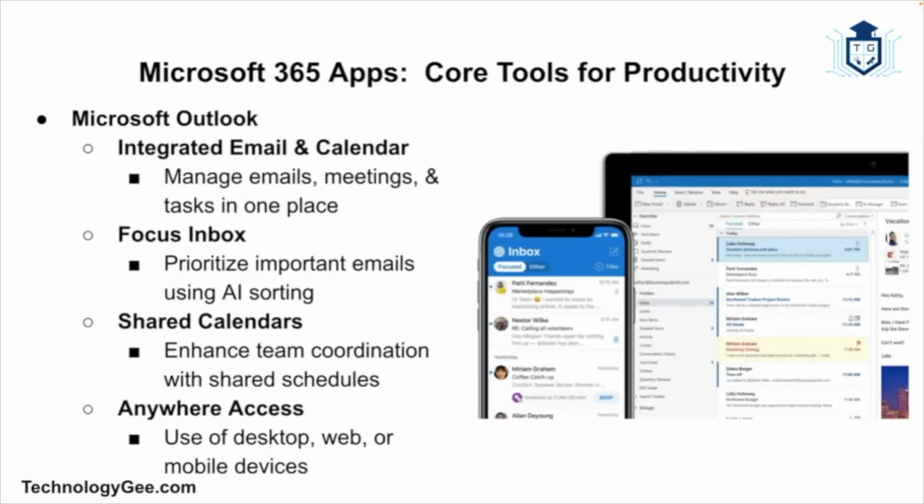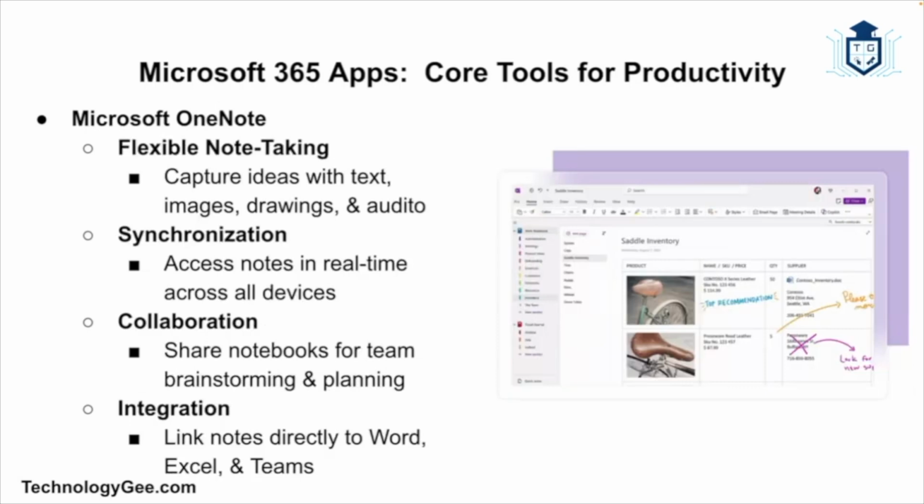Next, we have Microsoft Outlook. And Outlook, this is a robust email and calendar tool that keeps communication streamlined and organized. And it offers integrated email and calendars, so you can schedule meetings, set reminders, and manage tasks. It has a focus inbox where you can prioritize important emails with AI-powered sorting. You can share calendars, and this allows you to improve visibility and coordination amongst teams. And you can access it anywhere, so you can use Outlook on the desktop, the web, or mobile for seamless communication.